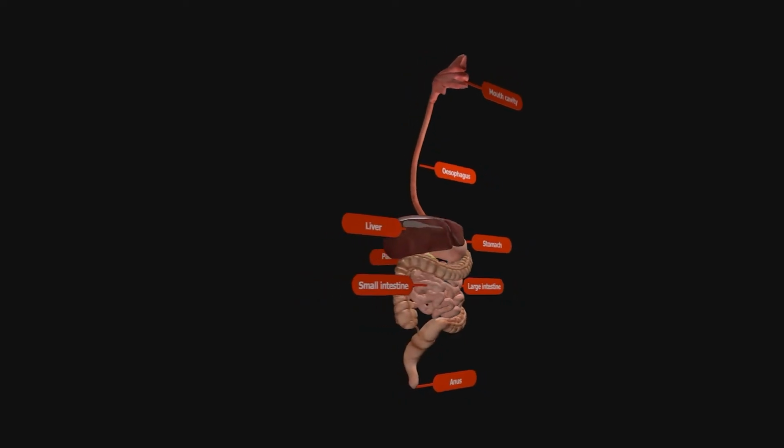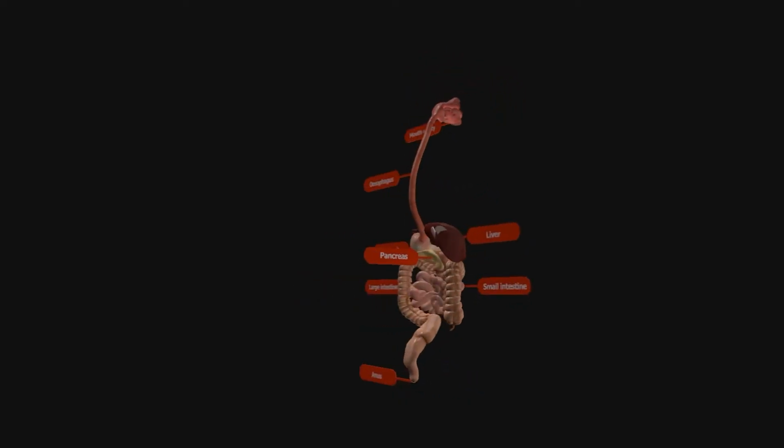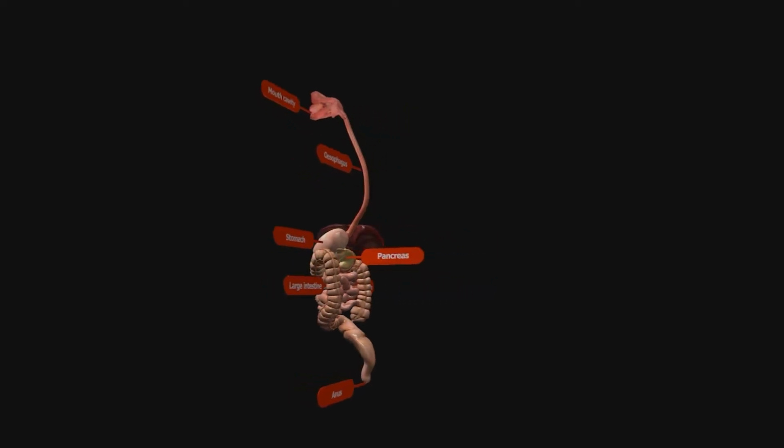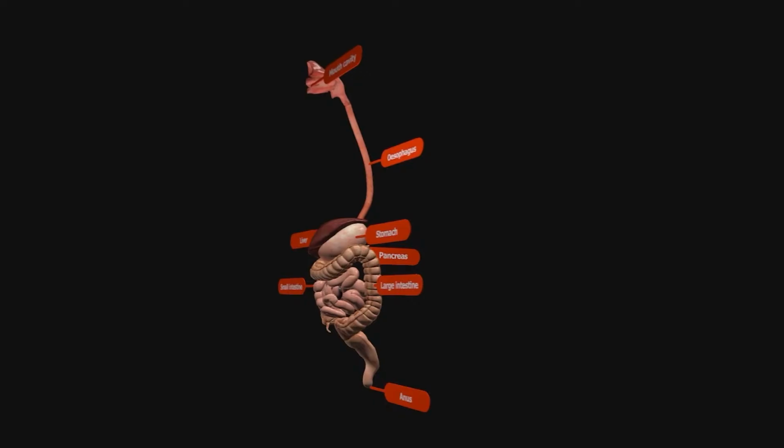The mouth is where food enters the body and where the process of digestion begins. The mouth contains teeth, which mechanically break down food, and the tongue, which helps to mix food with saliva.